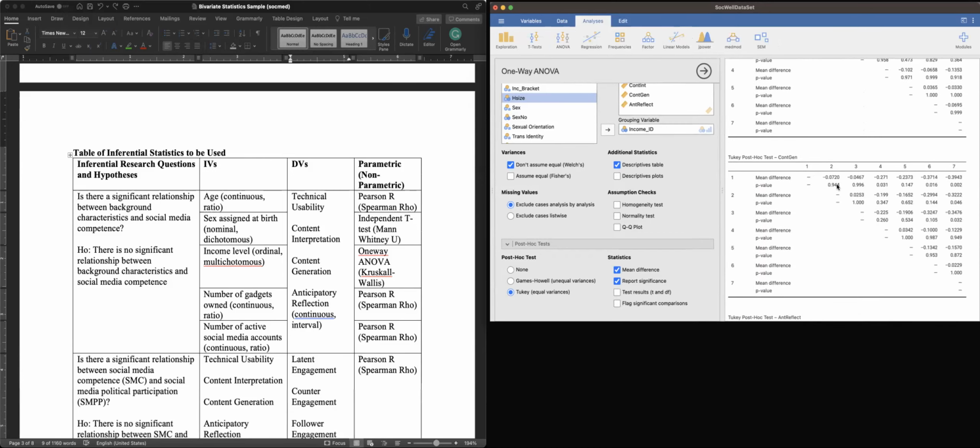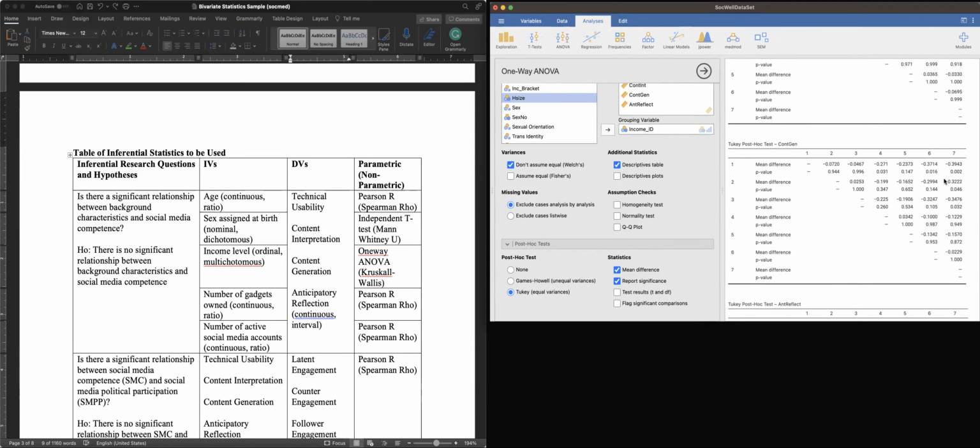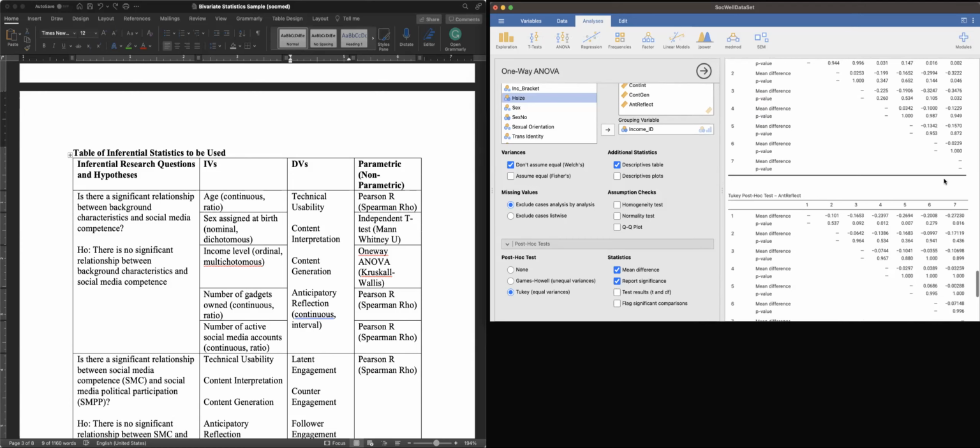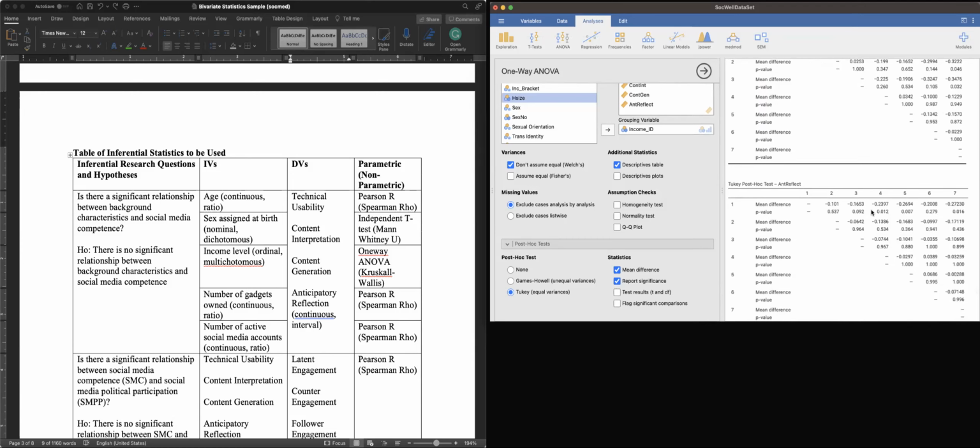So let's investigate content generation. Same thing, you have group 4, group 6, and group 7. Group 1 is significantly different from them, but you can actually interpret this as a pattern: the poorer participants are more likely to have lesser content generation scores. And this also goes the same for anticipatory reflection. So versus 4, versus 6, versus 7, the value is negative.